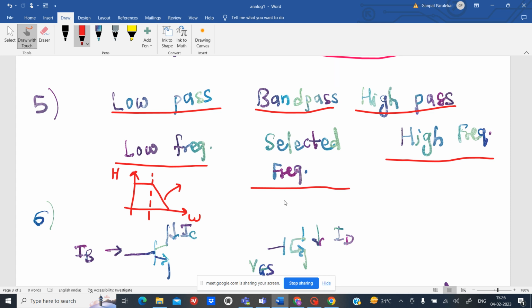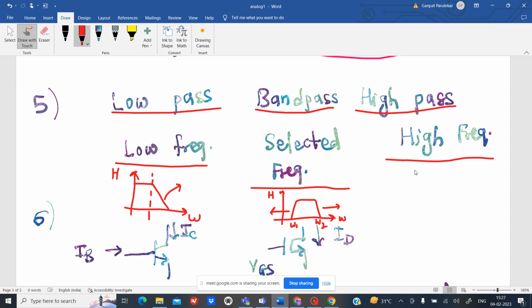Now the characteristic of the band pass filter is like this. So H, the transfer function of the band pass filter, with respect to omega. It will look like this. Neither will it pass very low frequency component nor very high frequency component. It will pass only some selected frequency component. Here I am denoting those frequencies as omega 1 and omega 2. Other frequencies it will not pass.